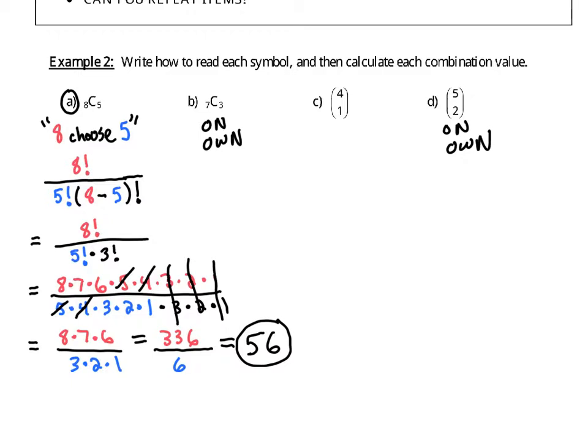You'll never get a decimal answer here because, again, you can't have a decimal number of groups. We always have whole number answers. So try B and D on your own. I'm going to show you example 2C.